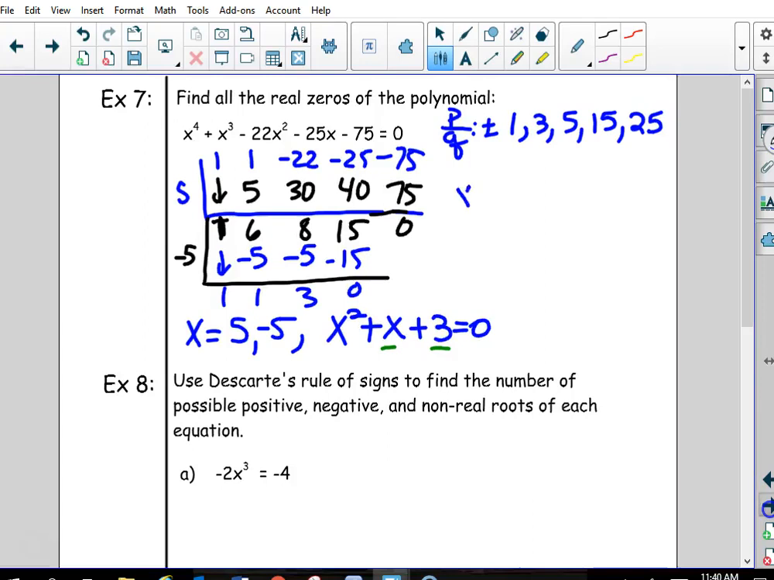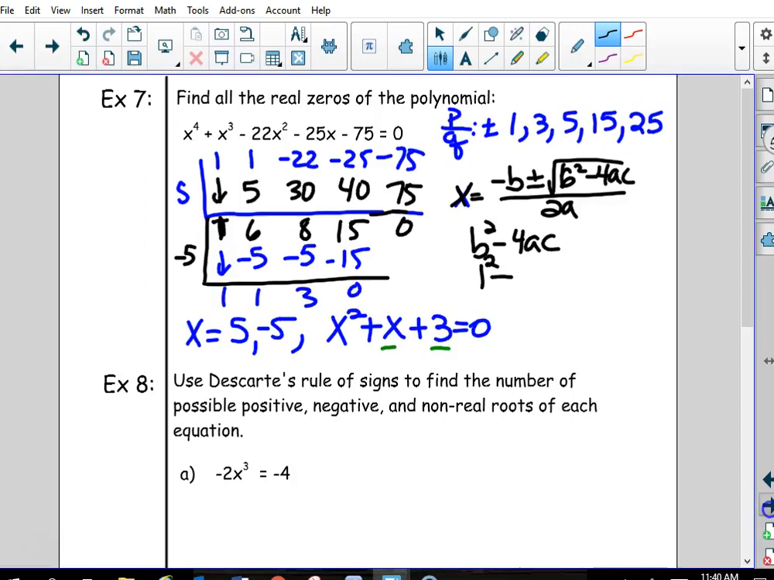And if I do the quadratic formula, let me write this, x equals negative b plus or minus square root of b squared minus 4ac all over 2a, I'm just going to take a look at b squared minus 4ac. If that turns out to be negative, then my answers are non-real and I don't have to calculate them. If it does turn out to be positive, then I'll just plug that number back into my square root. So b is 1 squared minus 4 times 1 times 3. Now, this is going to give me a negative 11. So non-real solutions, my only 2 real solutions are the 5 and negative 5.